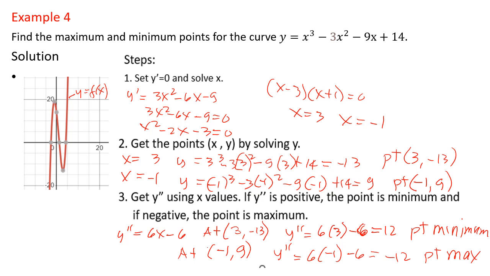So these are the 3 steps used in determining maximum and minimum points. Step 1, set y prime to 0 and solve for x. Step 2, solve for the point. And 3, check if y double prime is positive or negative. If positive, it is minimum. If negative, it is maximum.